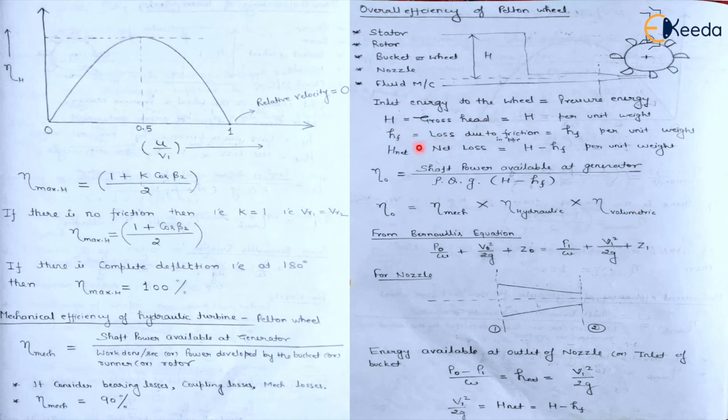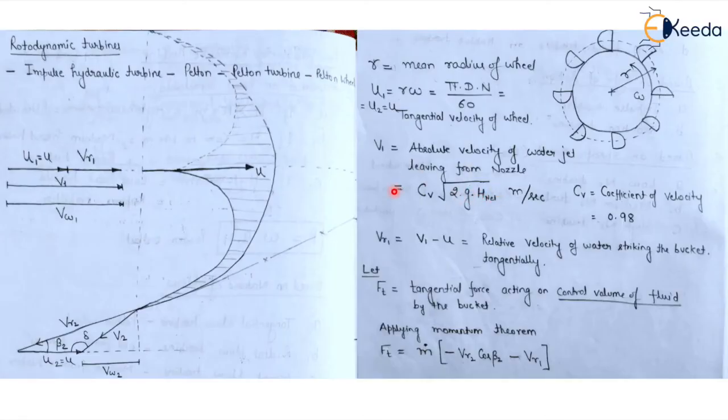H is the gross head, HF is the loss due to friction, H net is the net head. Now from Bernoulli's equation, how did we get this value? From Bernoulli's equation, we got this value.